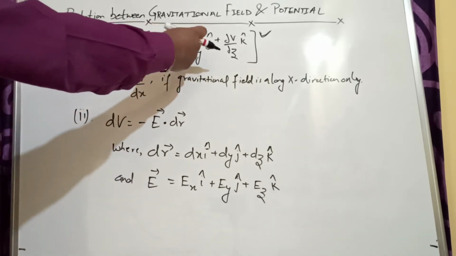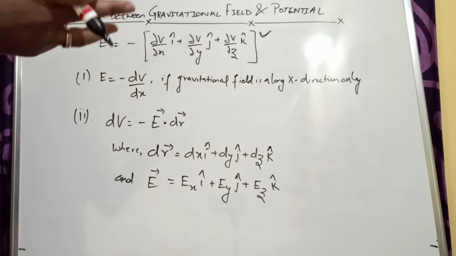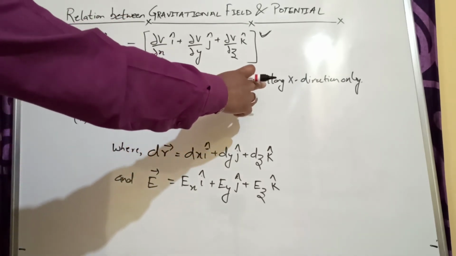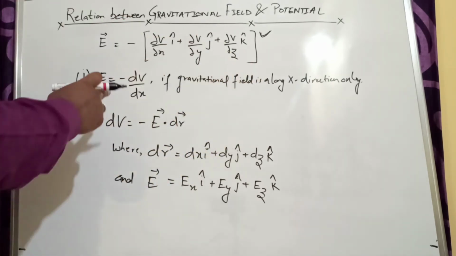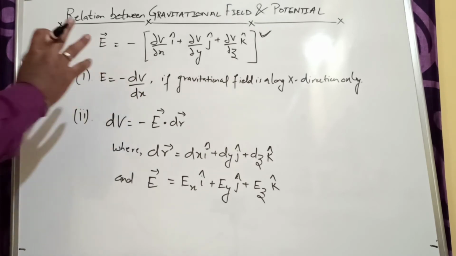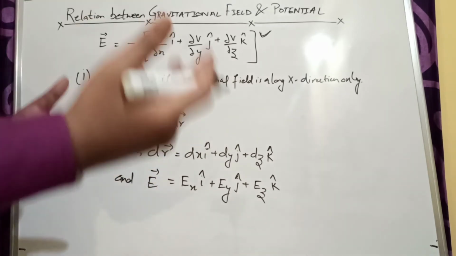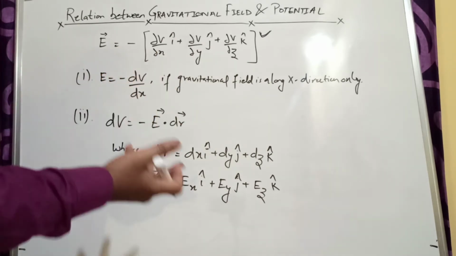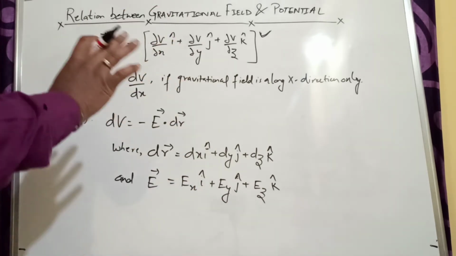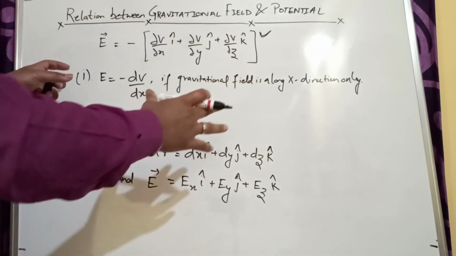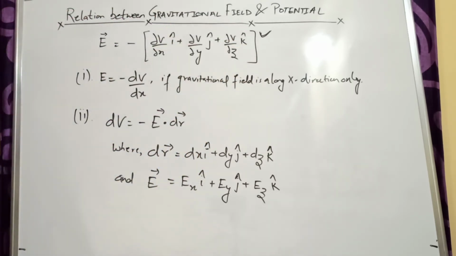Clear? You don't have to mention this y and z. Or if the given field is along the y direction only, then E equal to minus dV by dy. Clear? Or if it is in z direction only, then E equal to minus dV by dz. Clear? So you don't have to solve the whole equation if it is along one direction only.